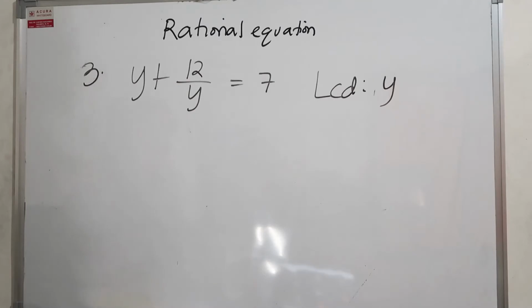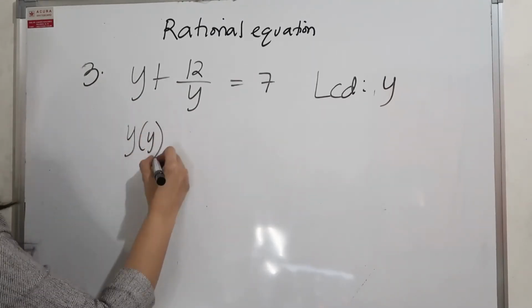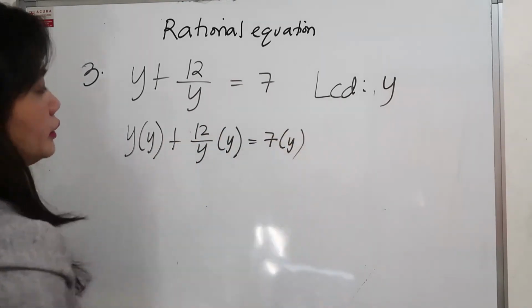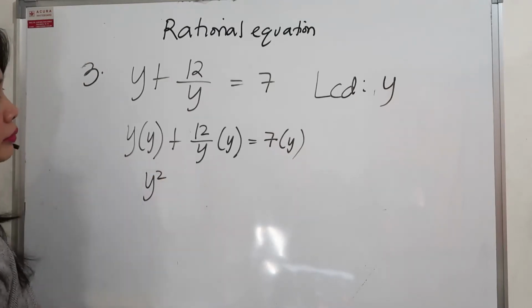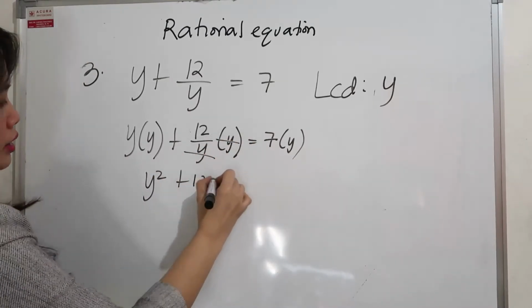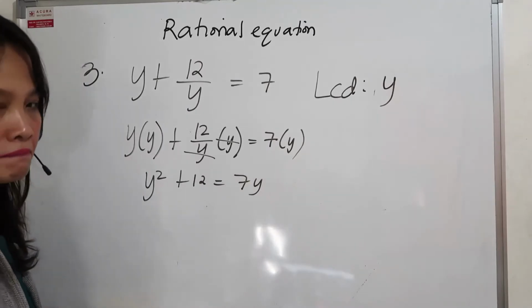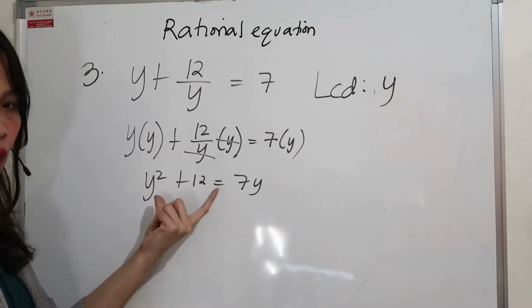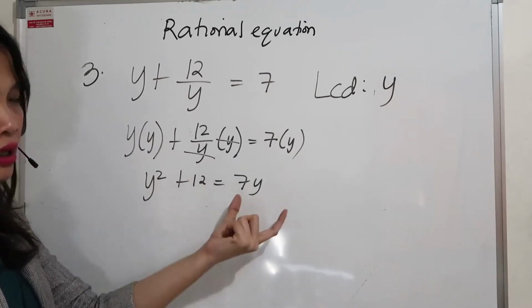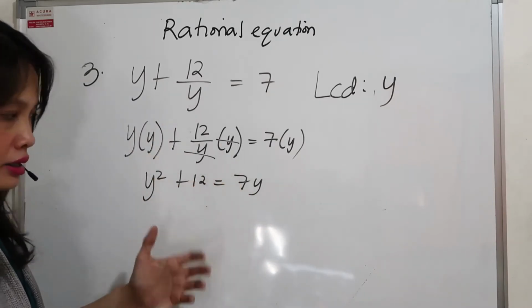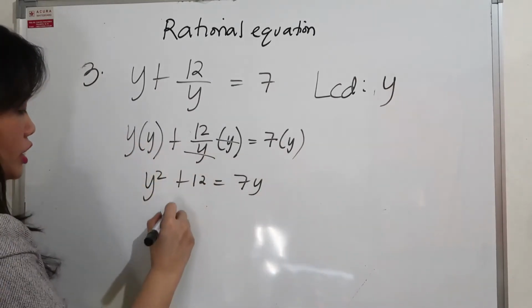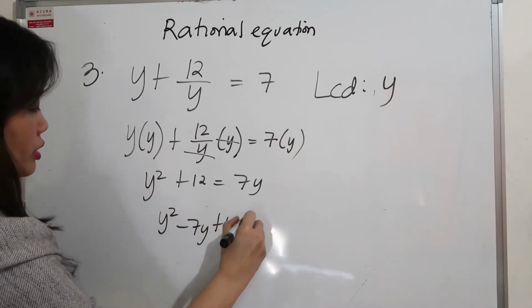So what will happen to y? You need to multiply it in each term. So we have y multiplied by y plus 12 over y multiplied by y is equal to 7 multiplied by y. So we have y squared, cancel y and y, so plus 12 is equal to 7y. And then, what have you noticed? You will come up with a quadratic equation. If it is a quadratic equation, you need to equate it to 0, meaning the other side must be 0. So what will happen to 7y? You need to transfer it. So we have y squared minus 7y plus 12 equals 0.